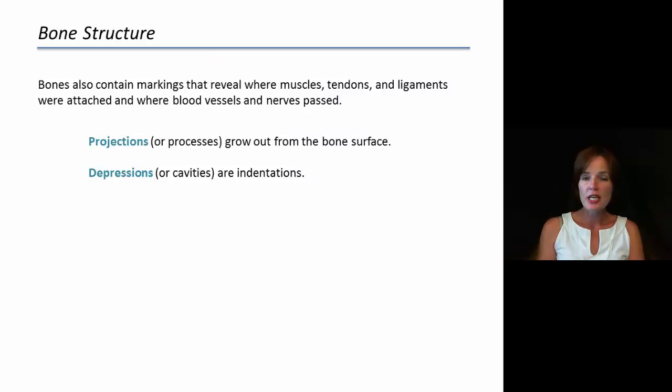When we look at the bones, we can also see specific markings on them that reveal the location of different structures. So we can see the locations of muscles, tendons, ligaments, and we can also see where blood vessels and nerves have passed through. Additionally, we have projections and depressions. These are two different areas that are notable on bones. Projections, or also what we call processes, these are things that project or stick out, grow out from the bone surface. And then your depressions, which we also call cavities, these are going to be sunken in or indentations that we can note.